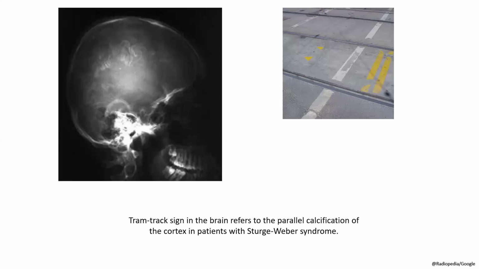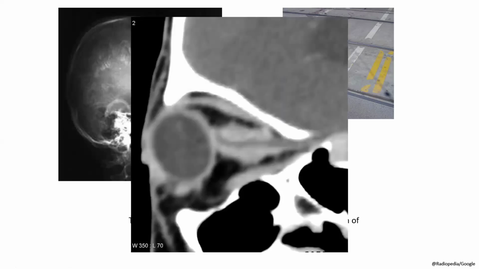What is this sign? This is a skull radiograph, lateral view, which is showing the tram track appearance or tram track sign because of parallel calcification of the cortex in a patient with Sturge-Weber syndrome. So it is calcification of the cortex in cases of Sturge-Weber syndrome. What is this sign?